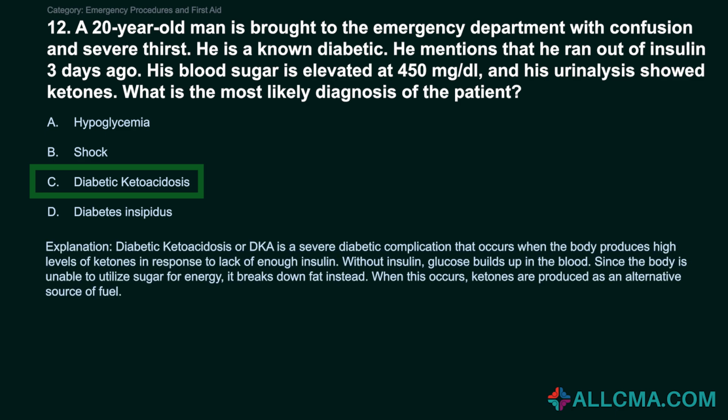Diabetic ketoacidosis or DKA is a severe diabetic complication that occurs when the body produces high levels of ketones in response to lack of enough insulin. Without insulin, glucose builds up in the blood. Since the body is unable to utilize sugar for energy, it breaks down fat instead. When this occurs, ketones are produced as an alternative source of fuel.